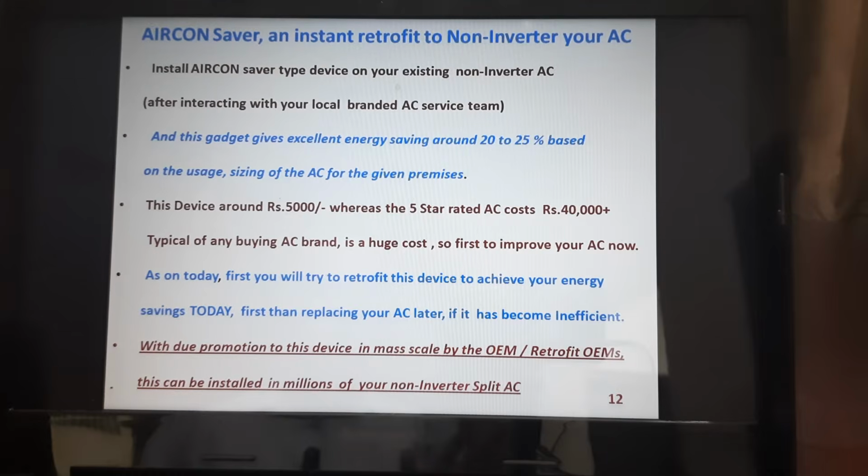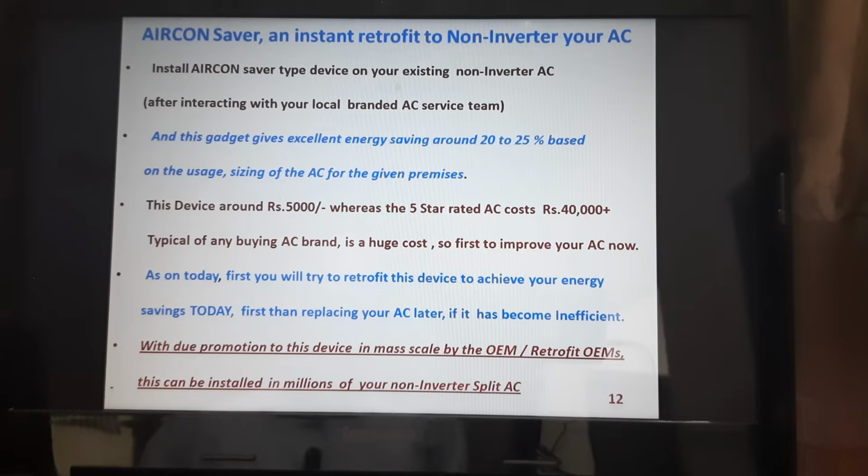It costs around 5,000 rupees, and if you want to buy a 5-star AC, it is almost 40,000 rupees plus. Whereas on your existing decade-old AC, if you are able to retrofit this aircon saver, definitely you can save around 20 to 25% instantly from day one onwards. And you can plan for replacing your AC later. If your AC has gone totally inefficient, definitely you have to replace it. But if you are maintaining your AC by regularly, annually servicing it, and sustaining the efficiency of your decade-old AC, definitely this retrofit will bring you almost 20 to 25%.